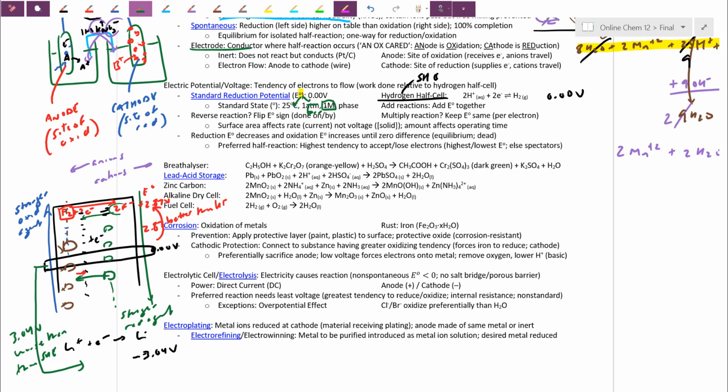Okay? So some of the notes here: if you reverse the reaction, you flip the sign. That's going to allow you to get an oxidation potential. Potentials for voltage are all written for reductions, going left to right, but oxidation is going from right to left.